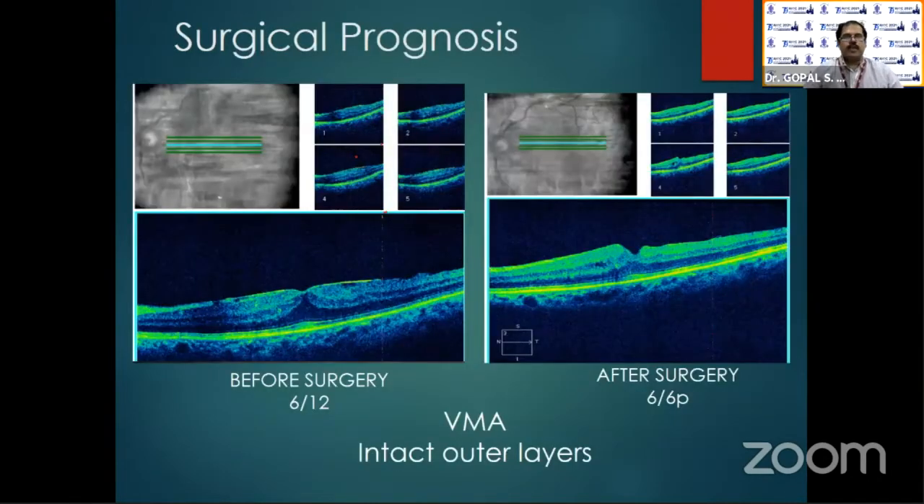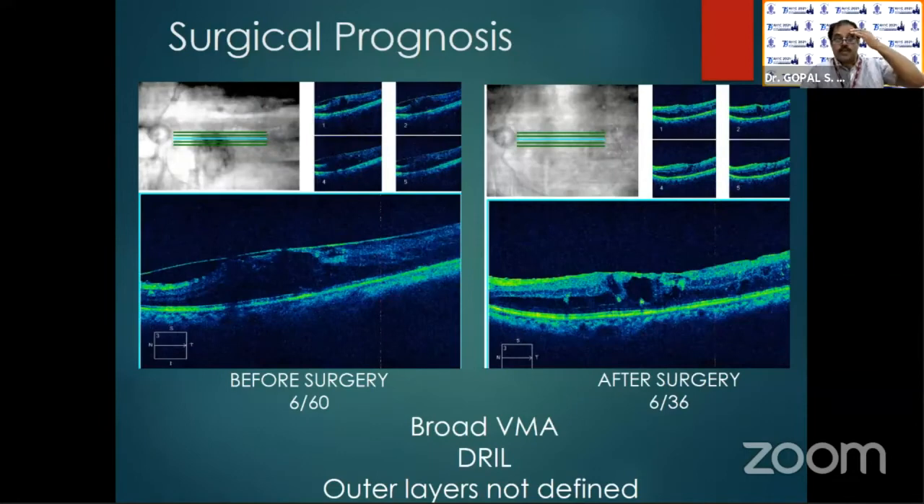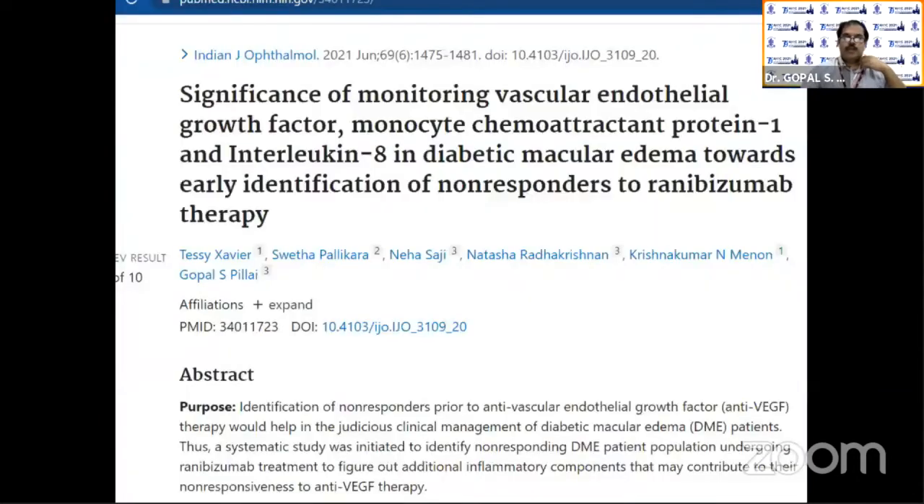Even for surgical cases, we should know that if the ISOS is intact and VMA is diffuse, you can see that visual acuity improves significantly. So here a more vertical component is there, but you can see that in this VMT, outer layers are normal, and after surgery, vision has improved. Whereas here, there is DRIL and outer segments are not defined so well. After surgery, visual improvement is a little less.